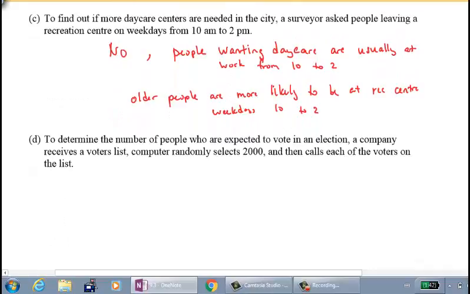How about this last one? To determine the number of people who are expected to vote in an election, the company receives the voters list, then it puts it into a computer, and the computer randomly selects 2,000 of them and then calls each of the voters on the list. Valid or invalid? I'd say this is pretty valid, because it is quite random. You're selecting quite a few people, and you're probably going to get a good representation of the population. Alright? There you go. We're done.